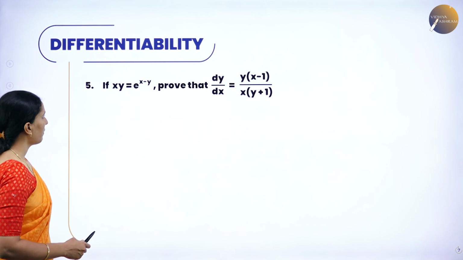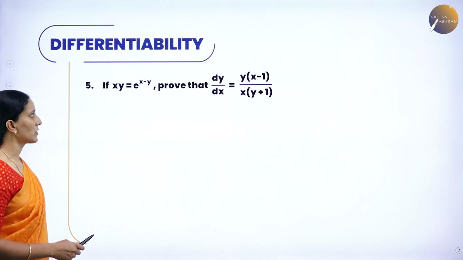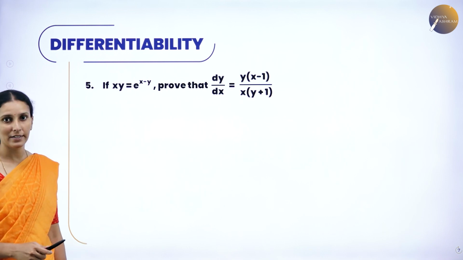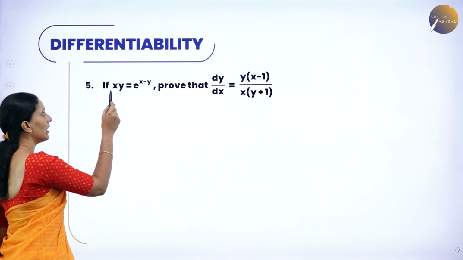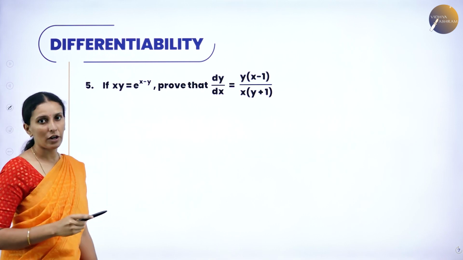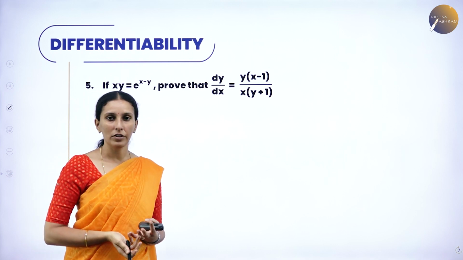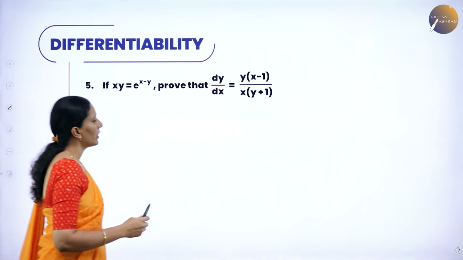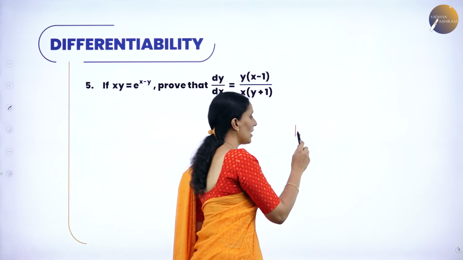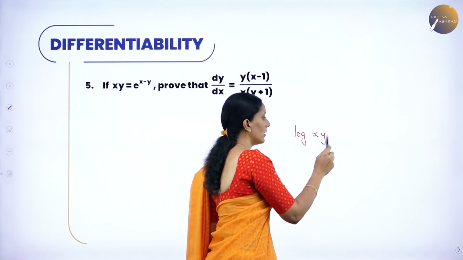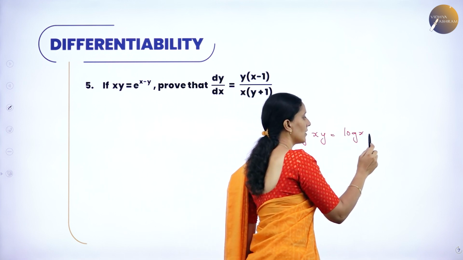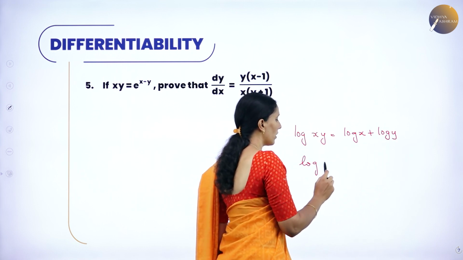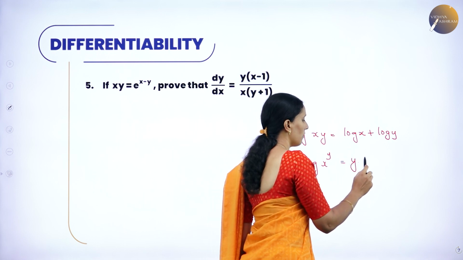Next question. If xy is equal to e power x minus y, prove that dy by dx is equal to y into x minus 1 divided by x into y plus 1. So we have here x into y and one more exponential function. So whenever exponential functions are given, you can use log on both sides. So when you apply log on both sides, here you can use two rules. When you apply log for xy, this can be written as log x plus log y. And similarly, anything in the form of log x power y can be written as y into log x.